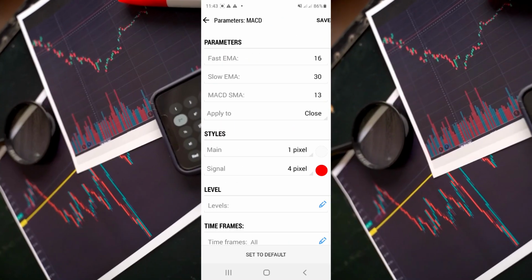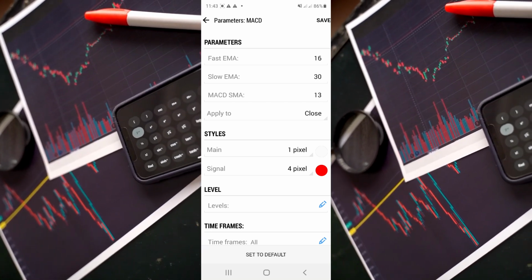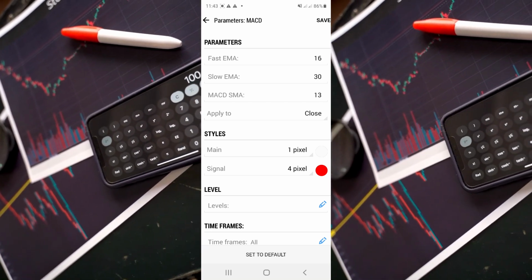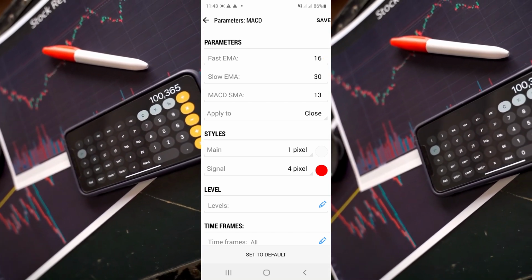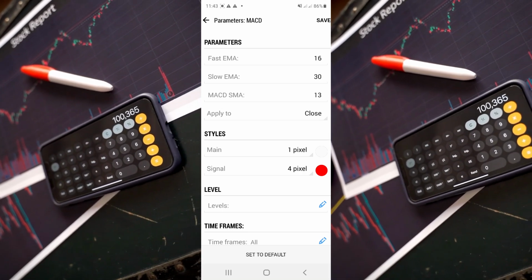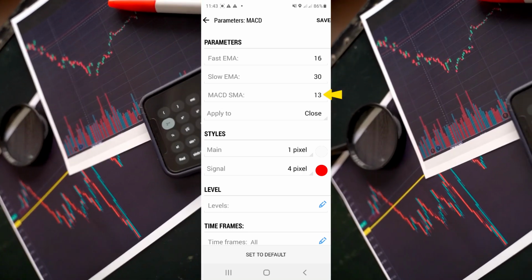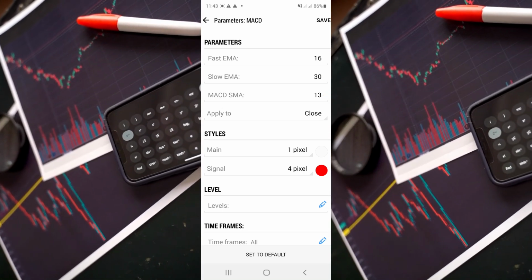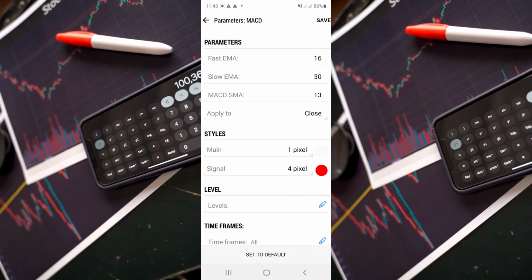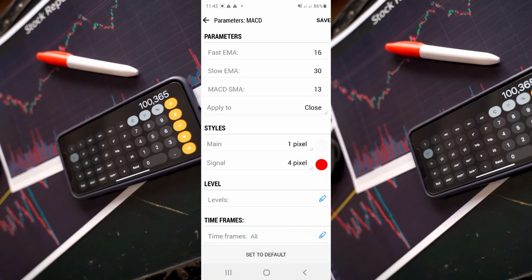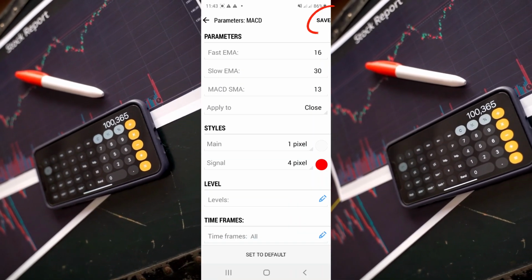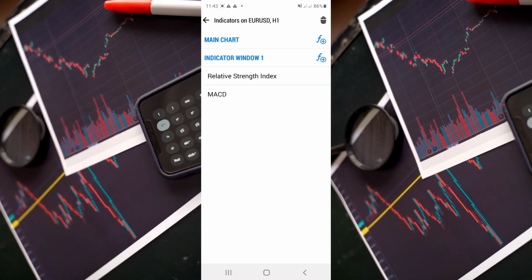So guys, these are the settings of the MACD. We shall change the fast moving average to 16. Then we change the slow moving average to 30. Then the signal moving average 13. Then apply to close. We change the main chart to white since we shall not be needing that. Then we keep the signal line at red. Then we press save. Then we head right back onto the charts.